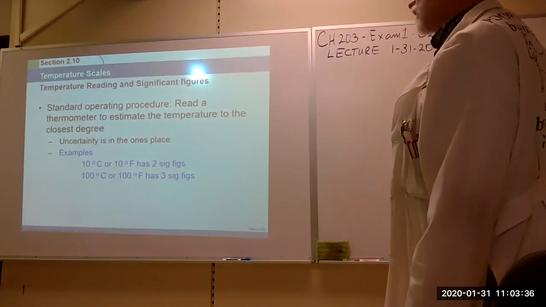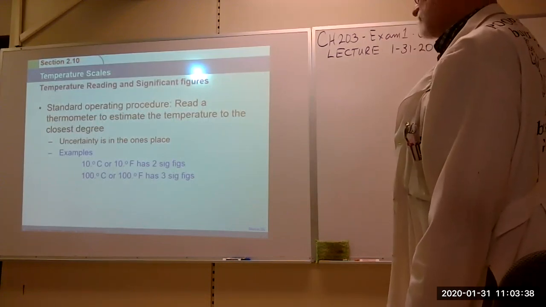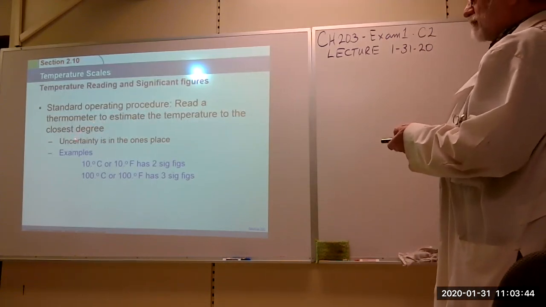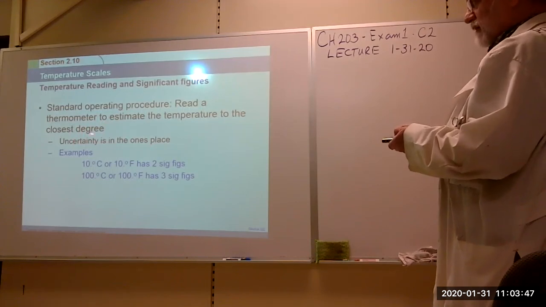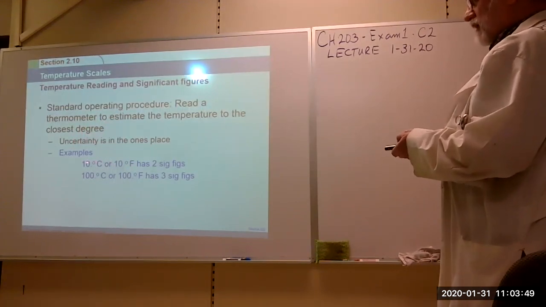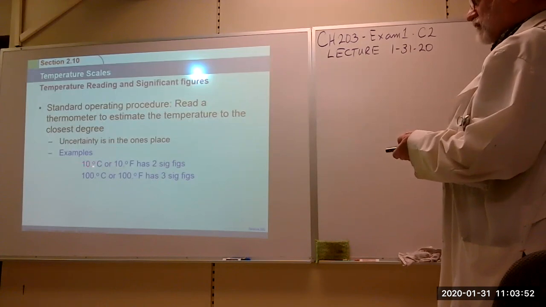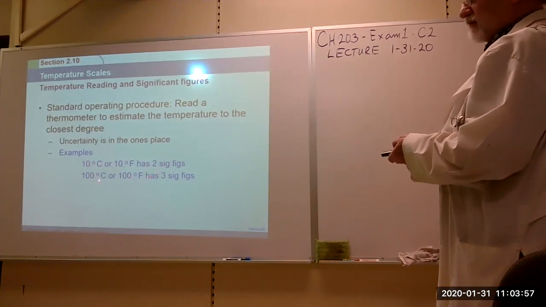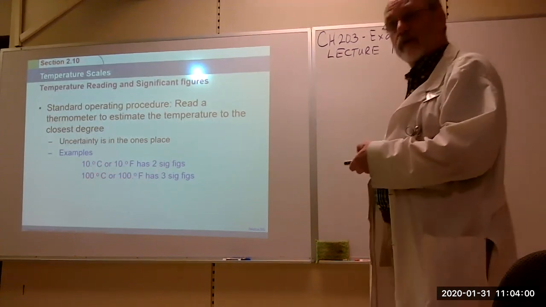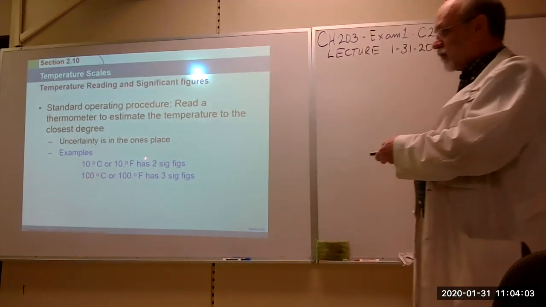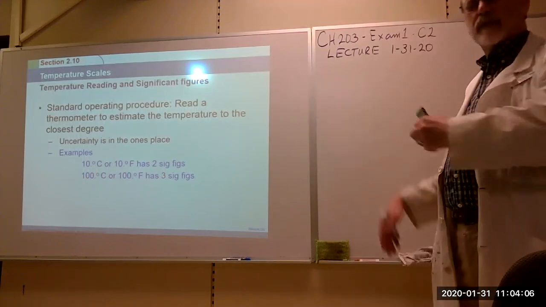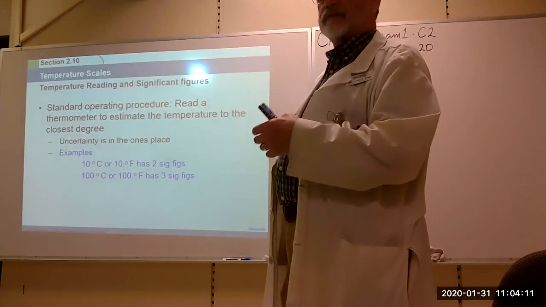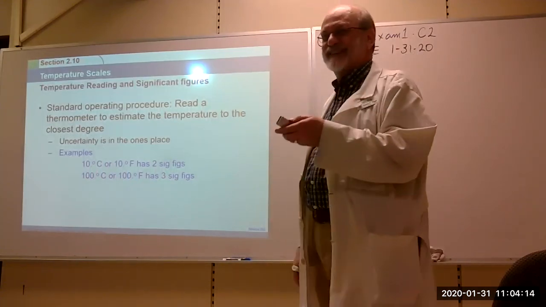Temperature reading significant figures. Let's see. Read a thermometer to estimate the temperature to the closest degree. Uncertainty then would be in the ones place. So in this case, that's two significant figures, right? For this one, there would be three significant figures, right? If you're going up to 100 or greater. The thermometers are accurate to 1 degree in this case. They make thermometers that have tenths of a degree divisions, but we just don't let students use them because they cost too much.